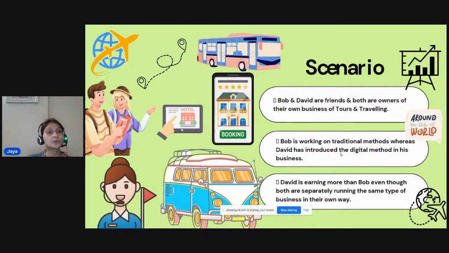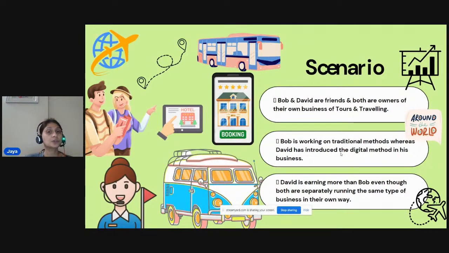Bob is using a traditional method and David is using a digital method, in which David is completing all the requests, complaints, and queries of the customers on time and instantly, so the customers are really happy with the service and want to give more and more business to him. On the other hand, Bob is struggling. Why? Because he is using a traditional method, where it is very time consuming to complete all the requests and queries of the clients.